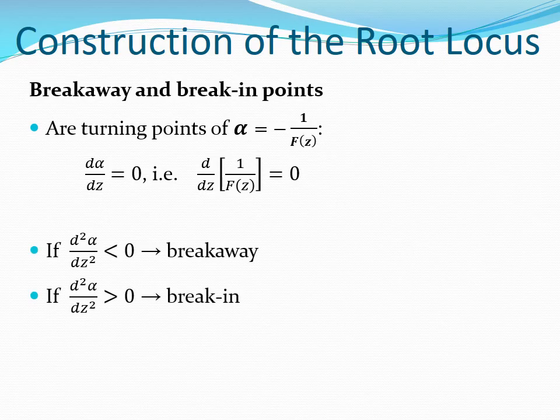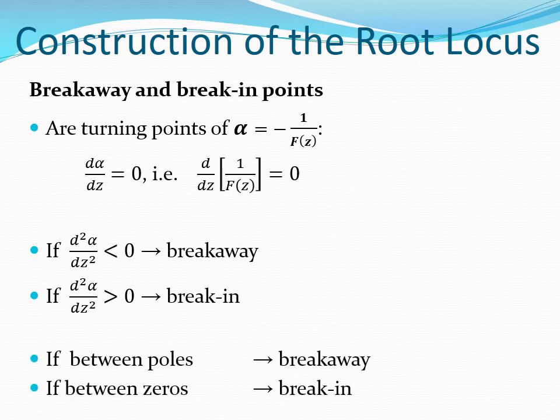To determine if a point is a break-in or a breakaway point, obtain the second derivative of alpha with respect to z. If the second derivative at the point is less than 0, the point is a breakaway. If the second derivative is more than 0, then the point is a break-in. Alternatively, if the point is between poles, it is a breakaway point. If the point is between zeros, it is a break-in point.